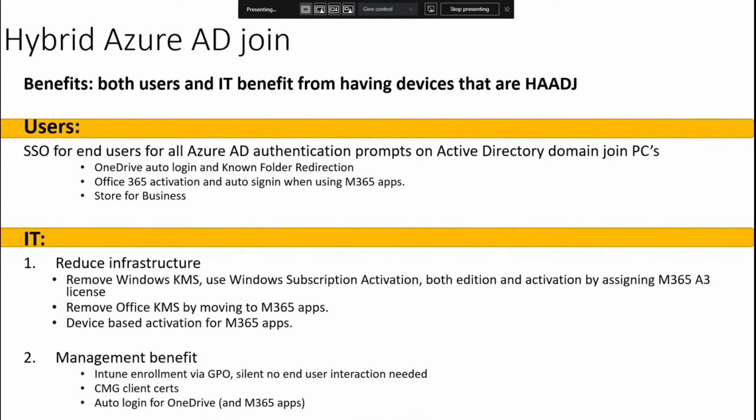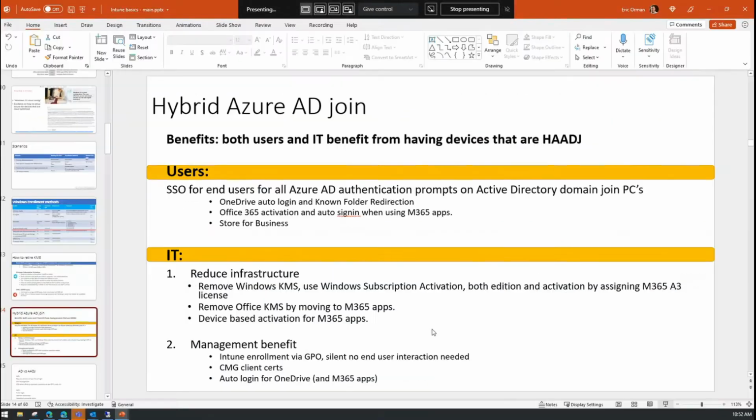That's simple and easy. CMG for client certificates, auto log into OneDrive. And I didn't list it on here, and I'm kind of surprised I didn't. Co-management is a requirement to have devices hybrid Azure AD joined also. And no, there is no licensing requirement for hybrid join whatsoever. It's free, or available, they call it. So just the Azure AD Connect allows you to do that, so you can take advantage of that.